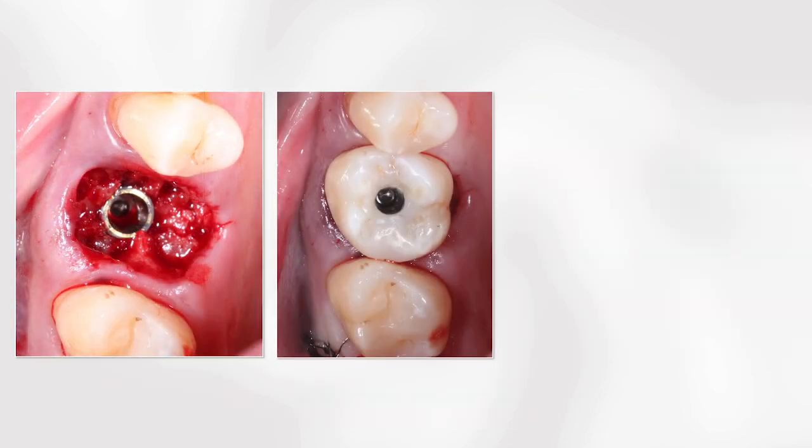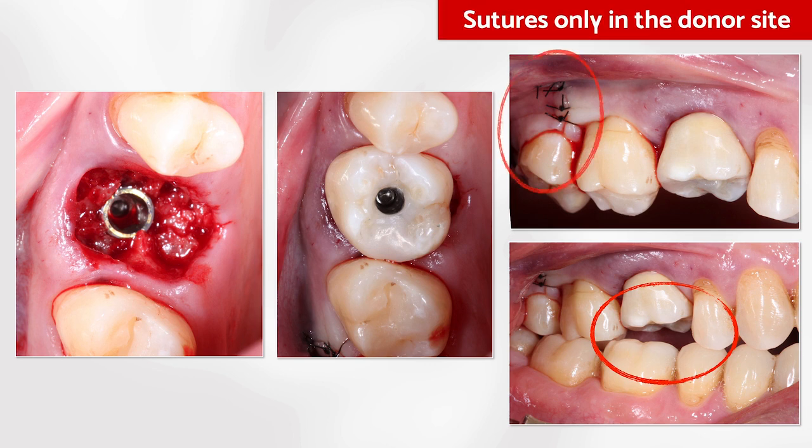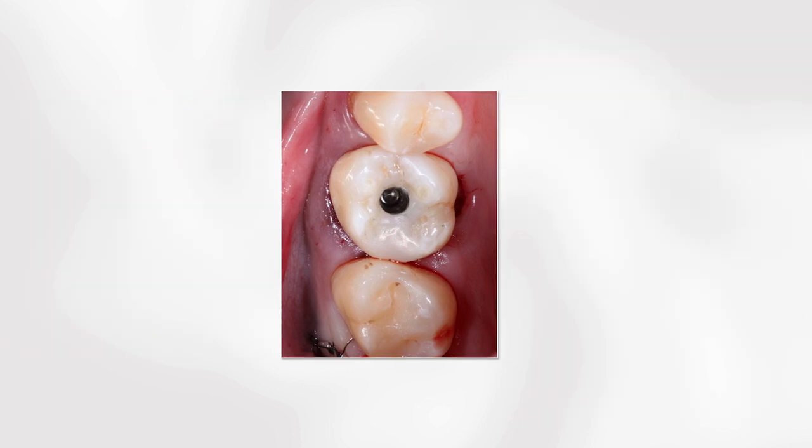After bone reconstruction, the provisional restoration was installed, shorter than the neighboring teeth to protect this implant from the antagonist arch. And the sutures, as I said before, were performed only in the donor site.